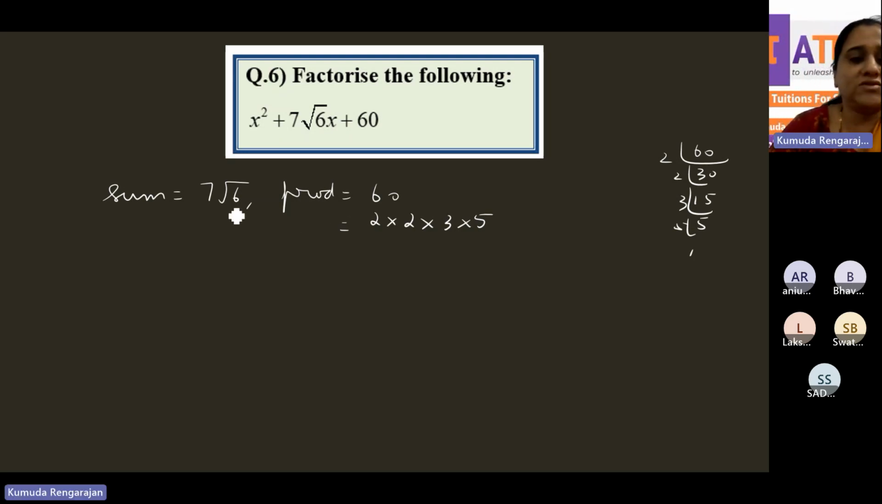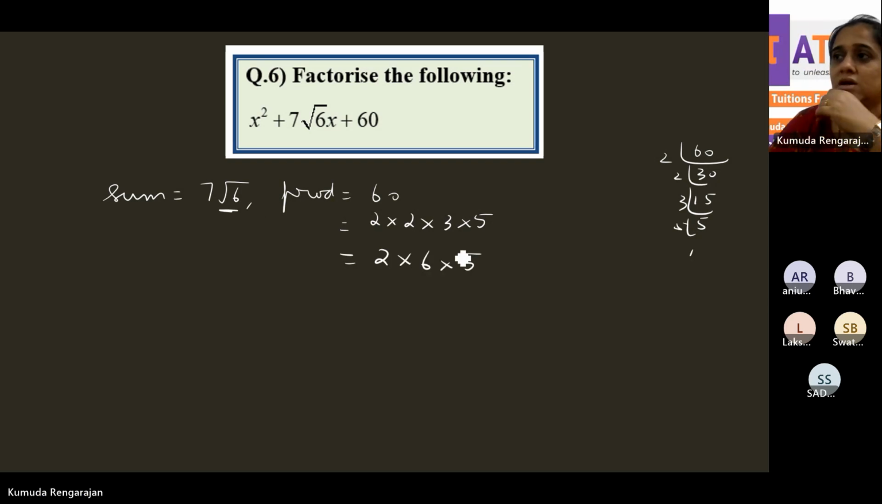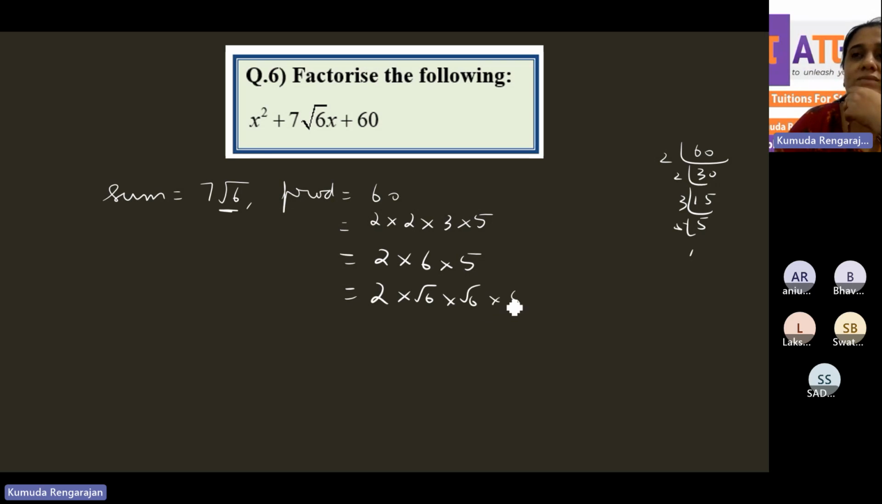But you can see that there is root 6 in the sum. That means you must have a 6 here. So we should write this as 2 into 6 into 5. Now you must write it as 2 into root 6 into root 6 into 5. Please understand this. 60 is 2 into 2 into 3 into 5, but the sum has root 6 in it.